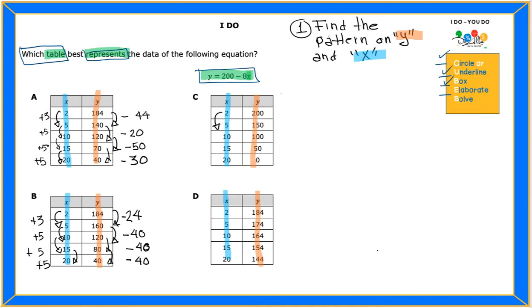From 2 to 5, plus 3. From 5 to 10, plus 5. From 10 to 15, plus 5. And from 15 to 20, it is also plus 5. Now let's check on the y-axis. From 200 to 150 is negative 50, going down 50 units. From 150 to 100, we're going down 50 units.